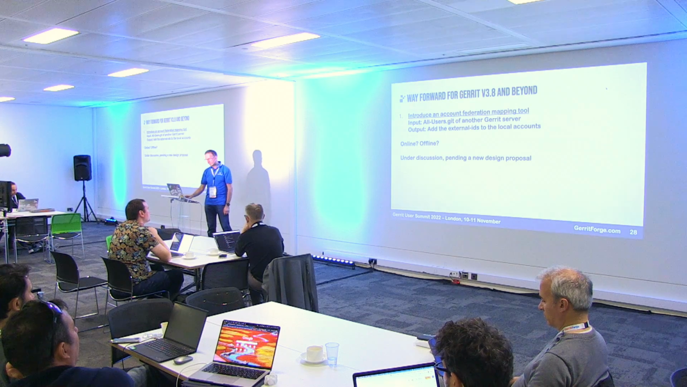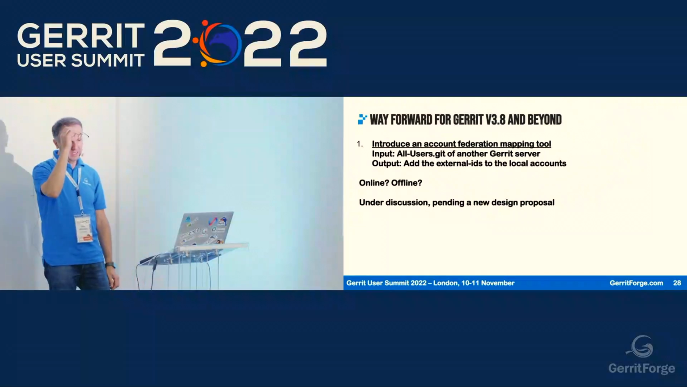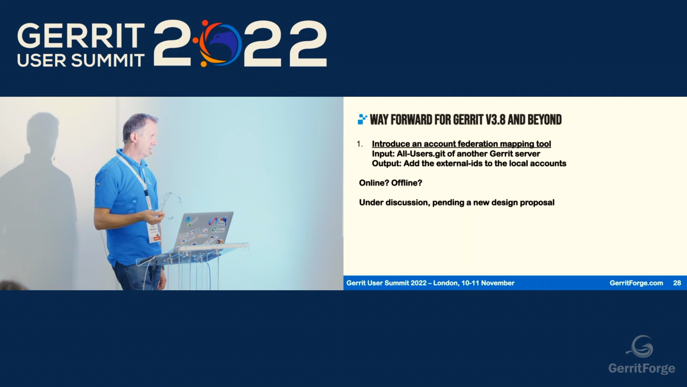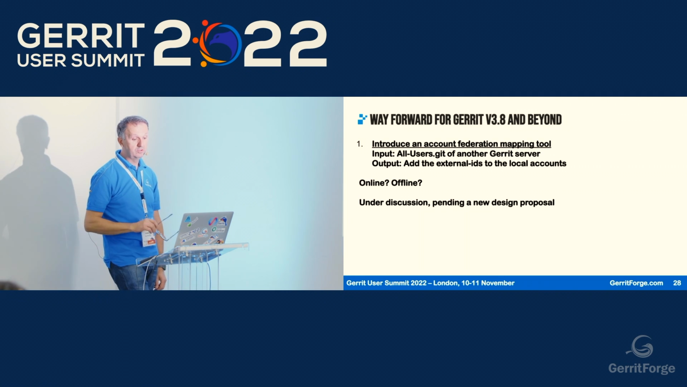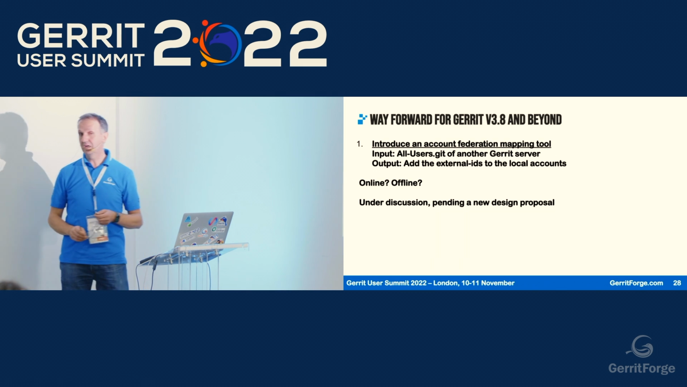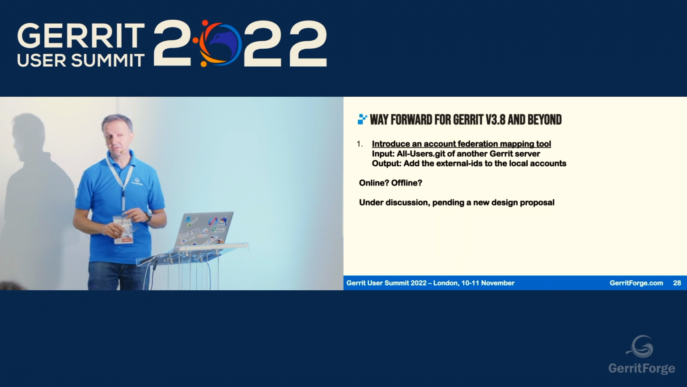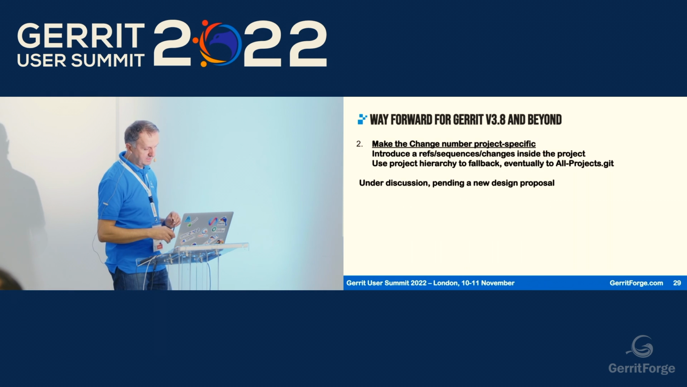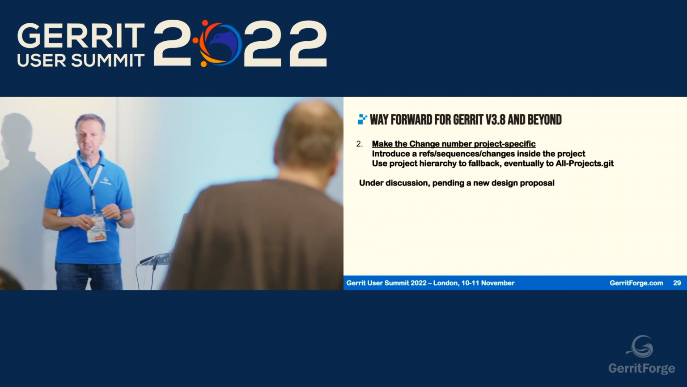So way forward. First of all, we really want to have a complete account federation mechanism in Gerrit. So there is going to be a new design document proposal to do this in a more organized way in Gerrit, not just a reverse lookup on the external ID. That could be done online, offline, we don't know yet. There's going to be a design document of that on master, and everyone will be welcome to give their opinion and proposals.